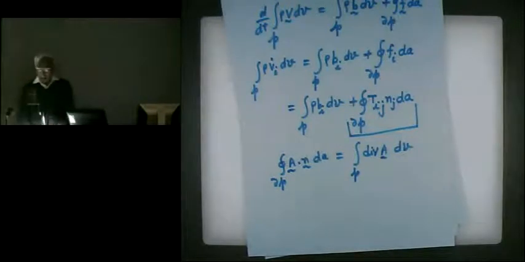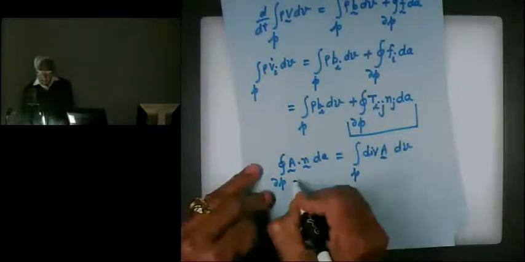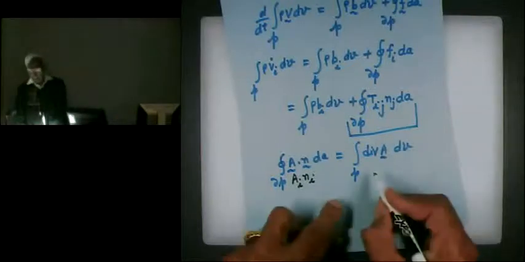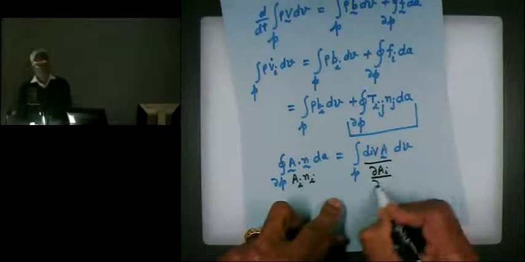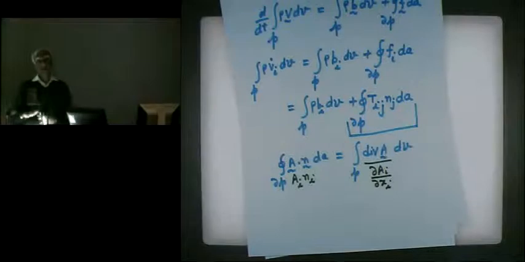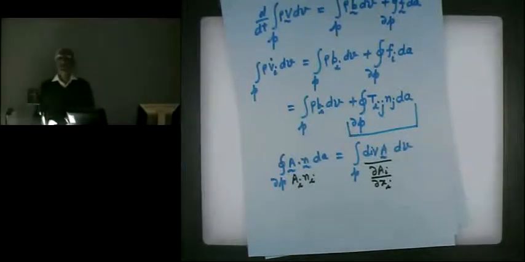Now, what is A dot n in index notation? In index notation, this is A_i n_i. A dot n is A_i n_i, right? A1 n1 plus A2 n2 plus A3 n3, or Ax nx plus Ay ny plus Az nz. What is divergence of A? That's delta A_i over delta x_i. That's like delta Ax over delta x plus delta Ay over delta y plus delta Az over delta z. Is it making sense? Because the next result is one of the fundamental results. I think you have a question.